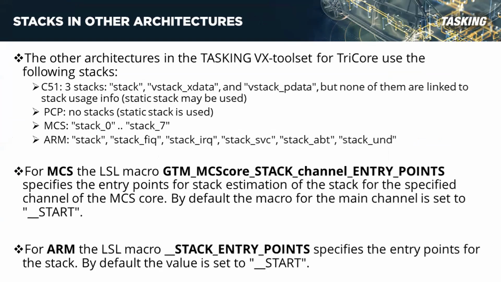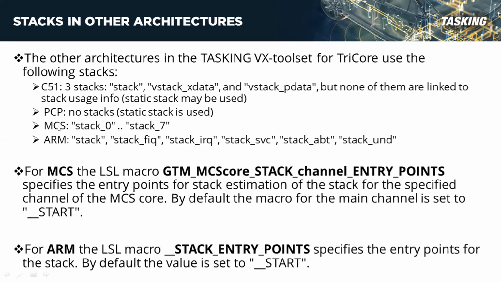So as you already know, TriCore has some cores inside it, different cores basically. But anyhow, if you use the C51 architecture, you will end up with 3 stacks: stack, vstack_x_data and vstack_b_data. And for the BCB module, which exists on the AURIX architecture, you will end up with no stack, because basically a static stack is used.